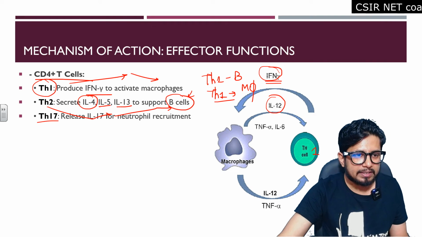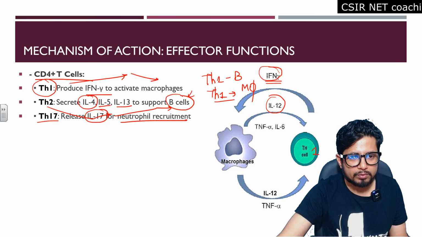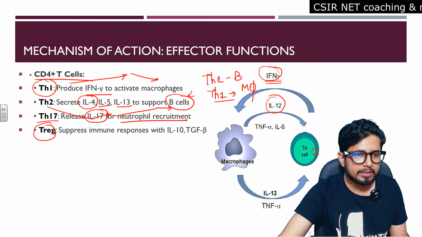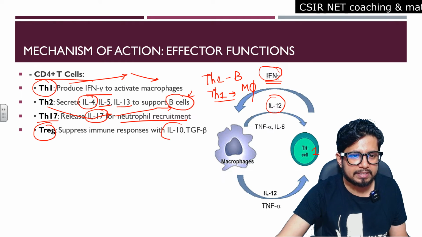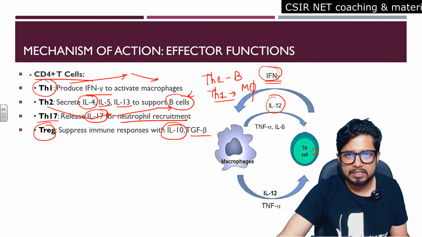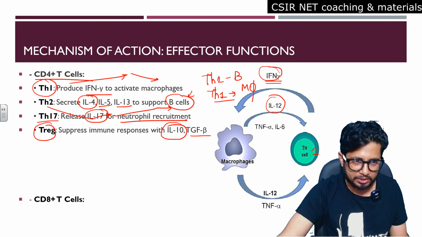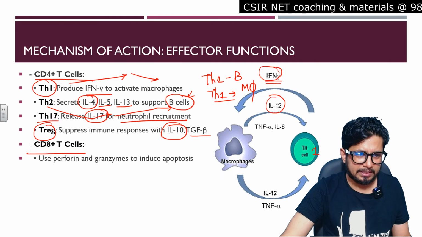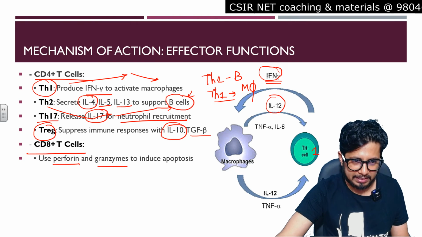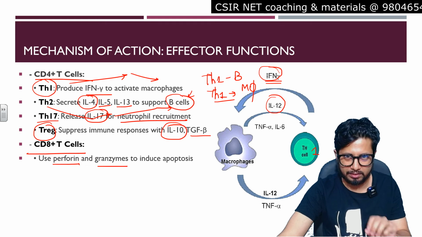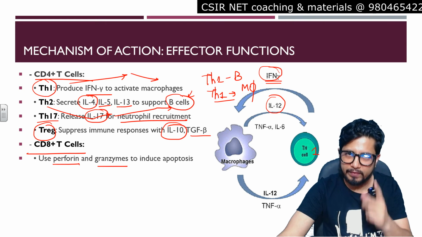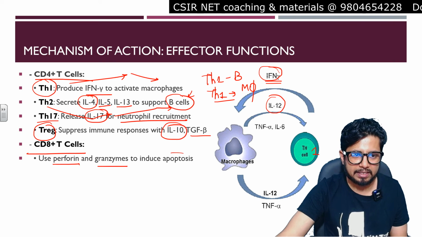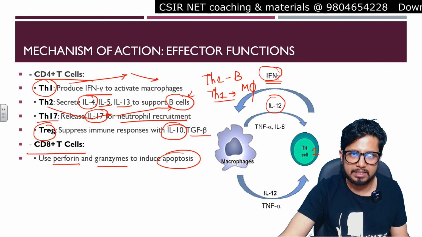T helper 17 releases interleukin 17 to recruit neutrophils. They have a completely separate role. And T regulatory cells suppress immune responses by releasing interleukin 10 and transforming growth factor beta, or TGF beta. CD8 plus T cells on the other hand are simpler. They simply release perforins and granzymes, the same enzymes released by natural killer cells to kill an infected cell or tumorigenic cell. Okay, and that is done by the CD8 cell to cause apoptosis to start and kill the cell.